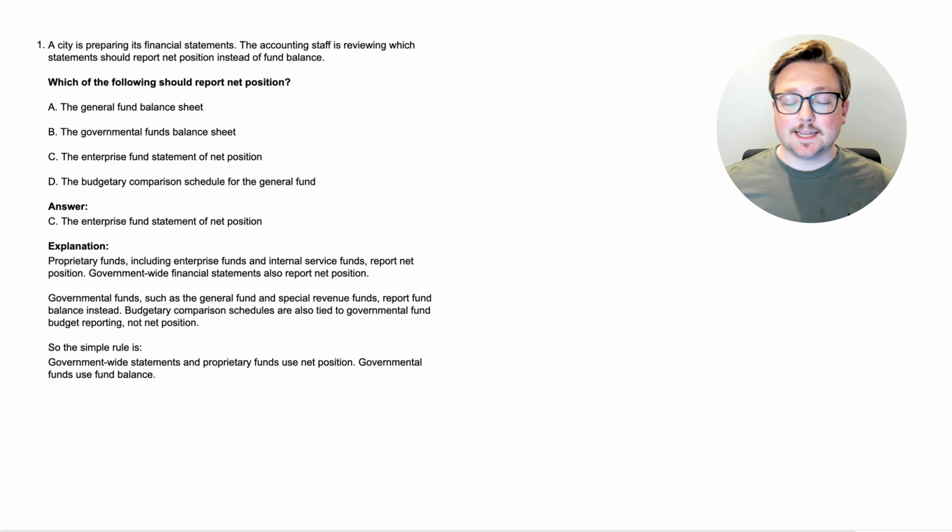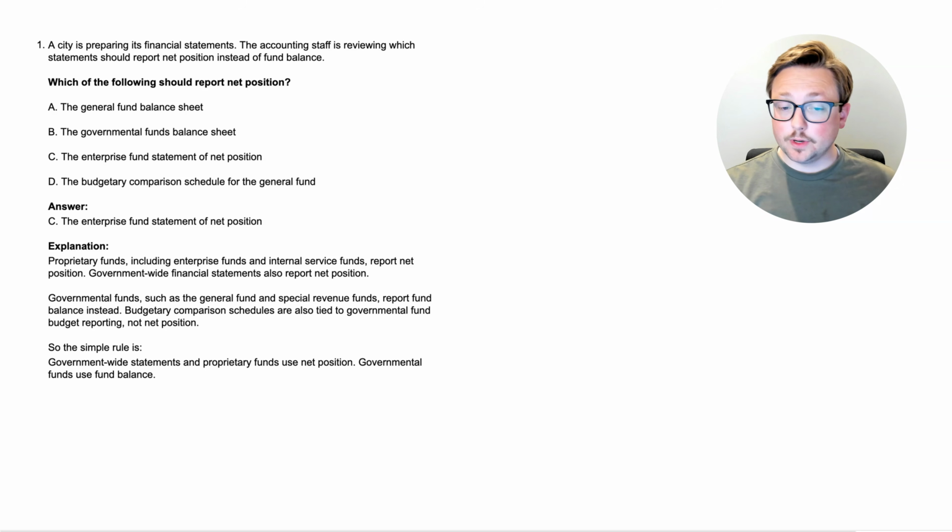All right, here we are. The answer is C, the enterprise fund statement of net position. Now, that one probably wasn't too difficult if you just read through the options, because that was the only one that said net position, while all the other ones said something about funds. But again, if you didn't do that, that's okay. We are using this question to learn. So let's go ahead and dive into the explanation.